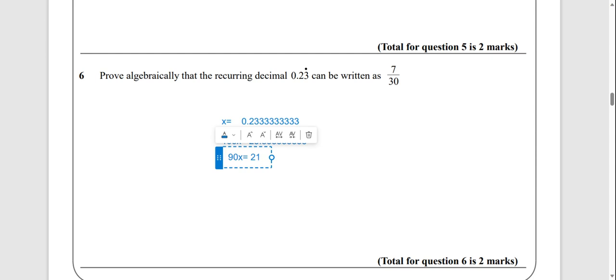You'll notice here that both of these are divisible by 3. I'm going to start by writing what x is equal to. x is equal to 21 over 90. And if I divide both of them by 3, I can see that x is equal to 7 over 30.